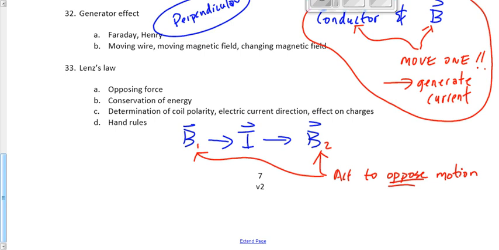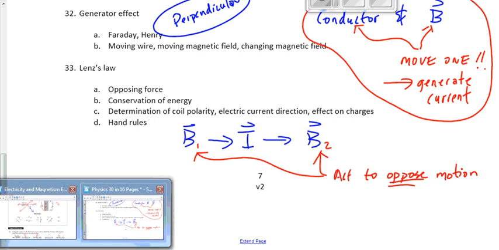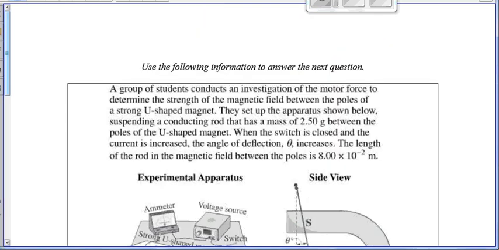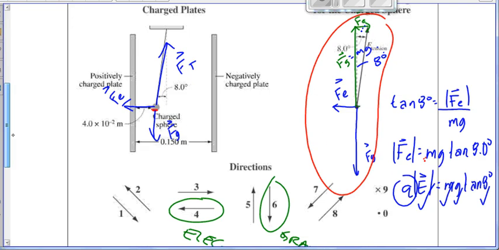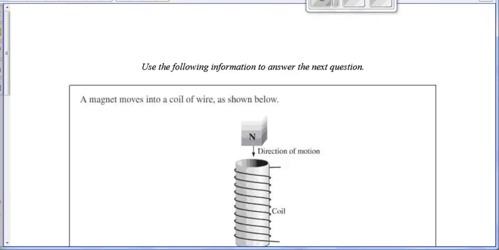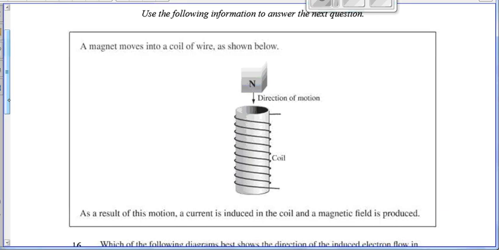I got a question that I want to do on that, question number 16, and then I got one more question, if we have time, that I want to do on graphing. So flip over to number 16 here. Let's see what you can do with this one, please. A magnet moves into a coil of wires shown below. As a result of this motion, a current is induced in the coil and a magnetic field is produced.